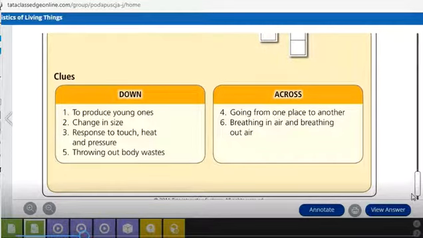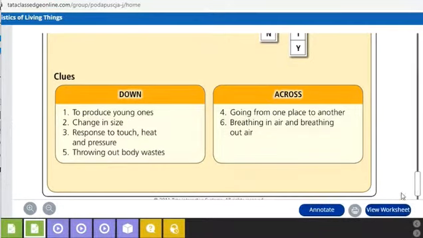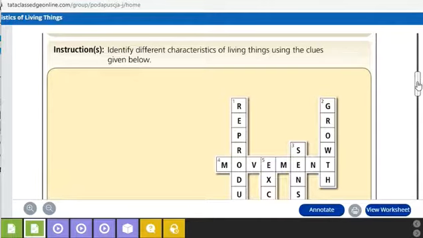Next, on the sixth number it is written breathing in and breathing out. So breathing in and breathing out, it means that is respiration. So let's check the answers.